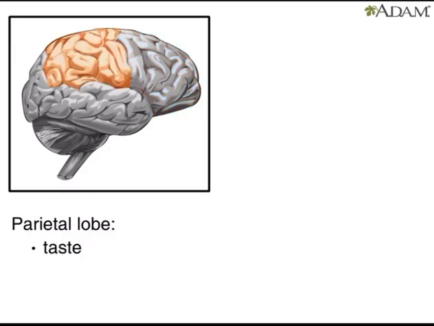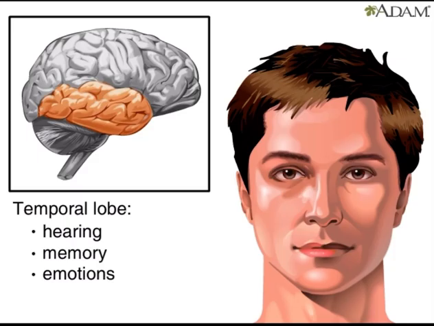There are two parietal lobes, one on each side of the brain. The parietal lobes are located behind the frontal lobe towards the back of the head and above the ears. The taste center is located in the parietal lobes. All sounds are processed in the temporal lobe. They are also important for learning, memory, and emotion.